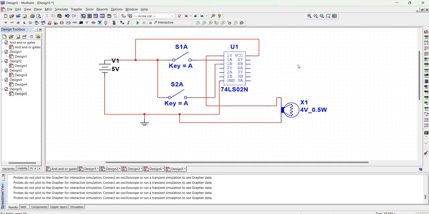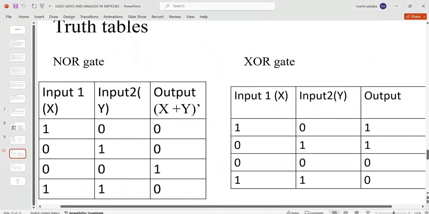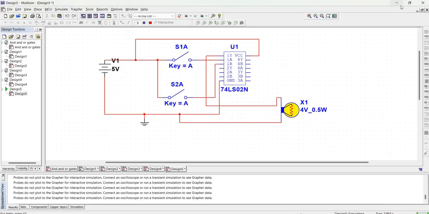It is time for us to test it. So let's run the simulation. So we said when all the inputs are 0 or are low for the NOR gate, the output should be high. So you see, we have a low input, our output is high. So that is the only case where we have a high output on a NOR gate. If all the inputs are low, the output for a NOR gate is going to be high. The rest of the cases are going to be low output.